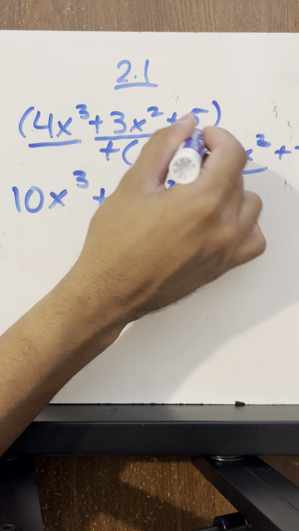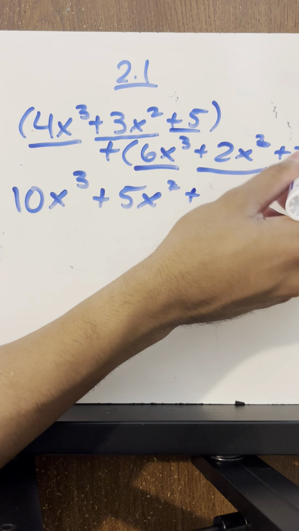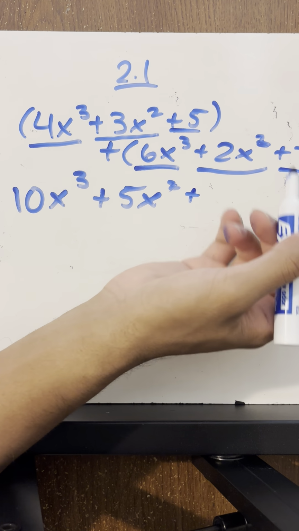And then lastly, the constant part. So 5 and 7, right? We see those are just numbers by themselves. So we have to add them, and we get this as our final answer.